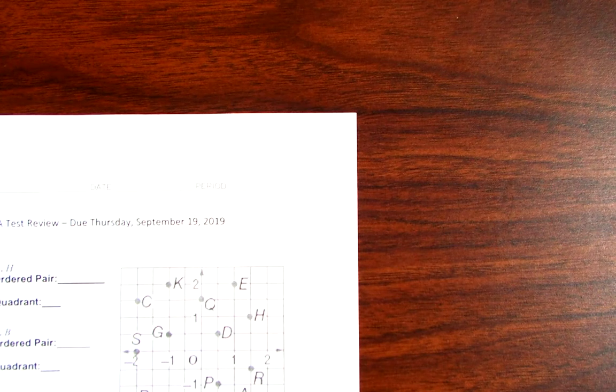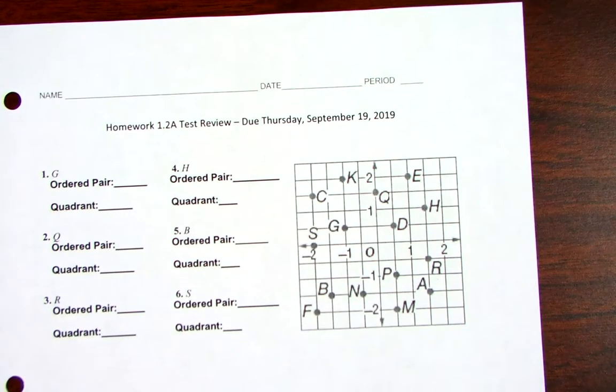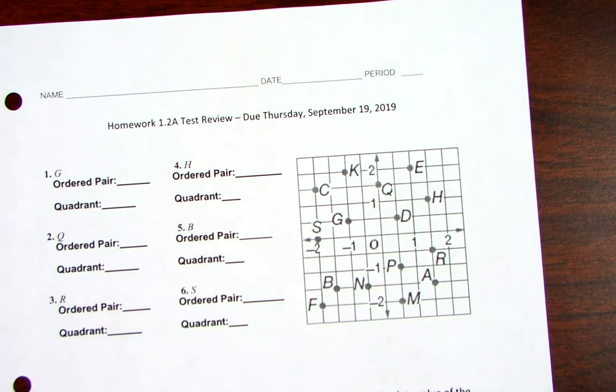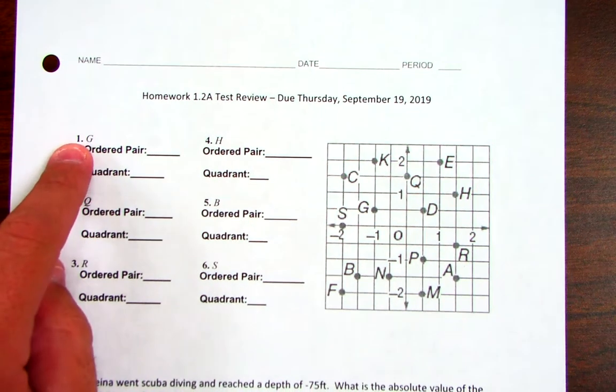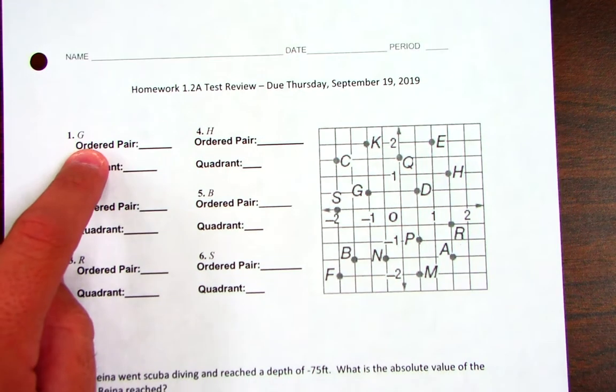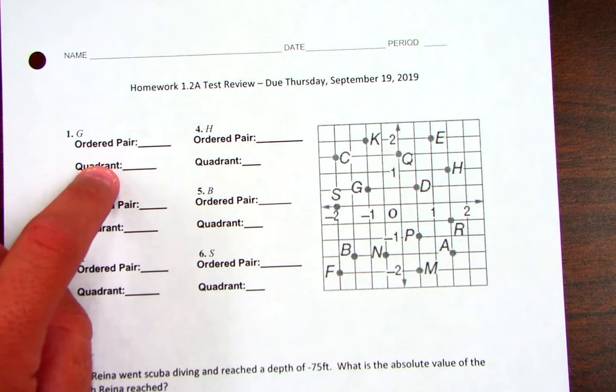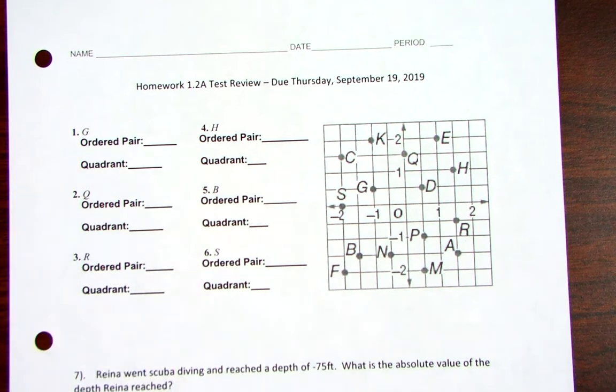Mr. Noland again. On this one, I'm going over homework 1.2a, which is your test review. The first thing is we are ordering our... Sorry about that. Let me talk a little bit slower. We are going to start by finding our letters that it's given us, and we're creating an ordered pair, and we're labeling our quadrants.